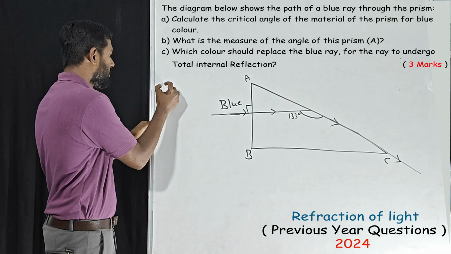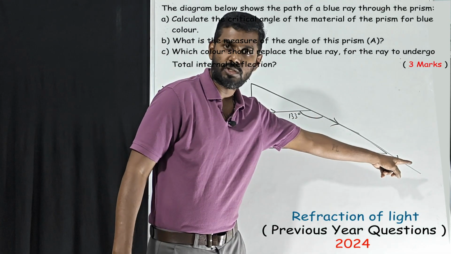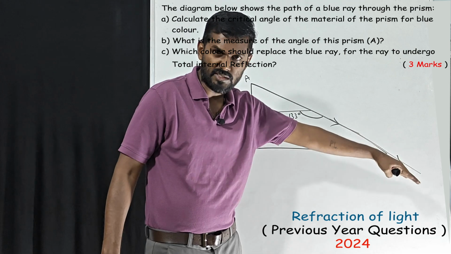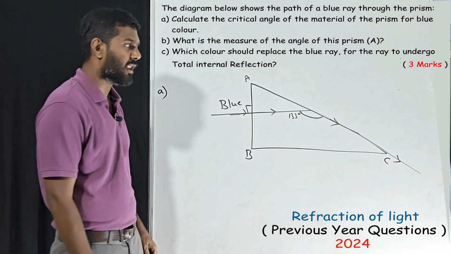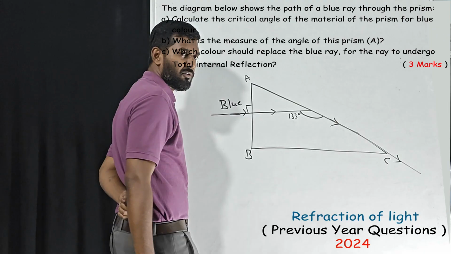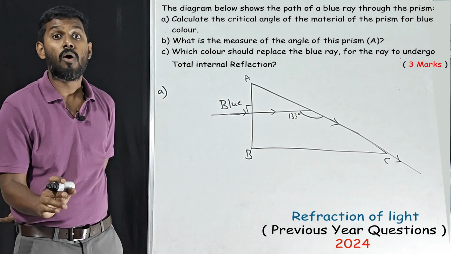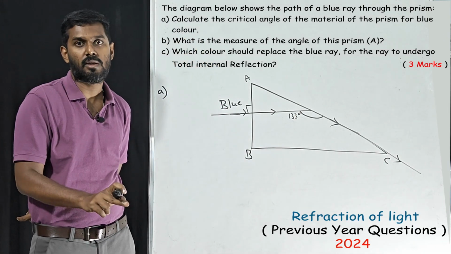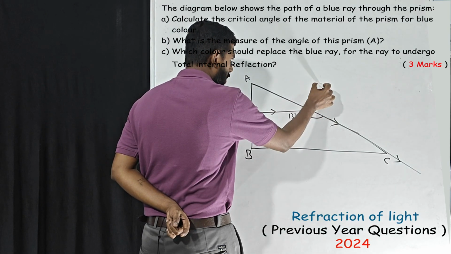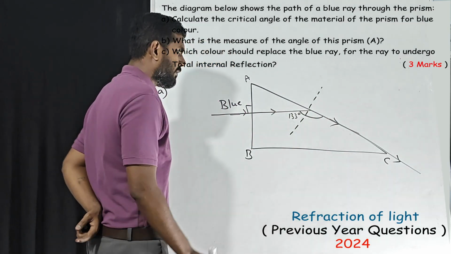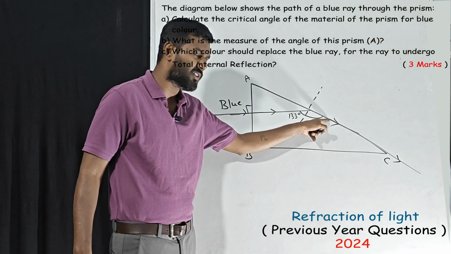So first we need to understand the concept. If the ray is passing along the surface, that means the angle of incidence is equal to the critical angle. But here the angle of incidence is not given. So do you think this 133 is the angle of incidence? No, we have to draw the normal. So you keep the protractor here. The normal will be somewhere here. The total angle is 133. From here to here is 133.